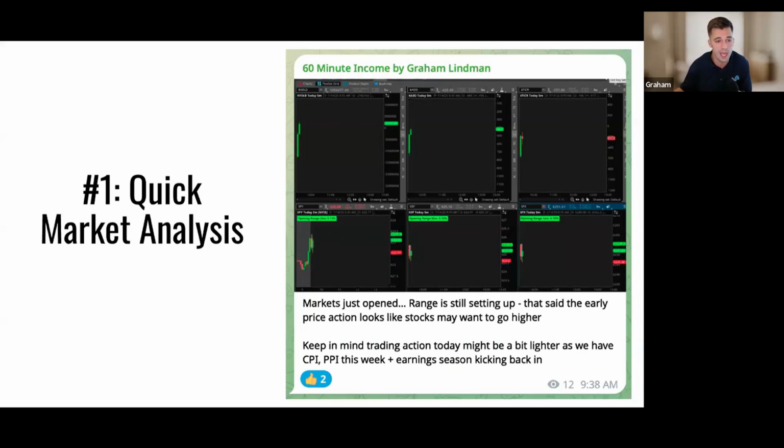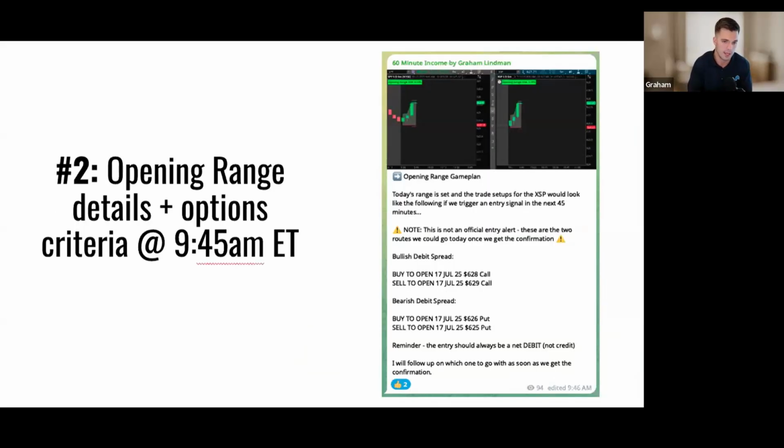I don't do this every day, but if I do, it'll be right at the market open, just a quick nugget. Then this happens every single day, right around 9:45 a.m., 9:45, 9:46. This is our opening range game plan. Once our opening range is set, and I'll walk you through what that means in a moment, you get this game plan. This gives you the options we will be trading that day. Now, note, this is not an official entry. Try to make this very clear. Not an official entry.